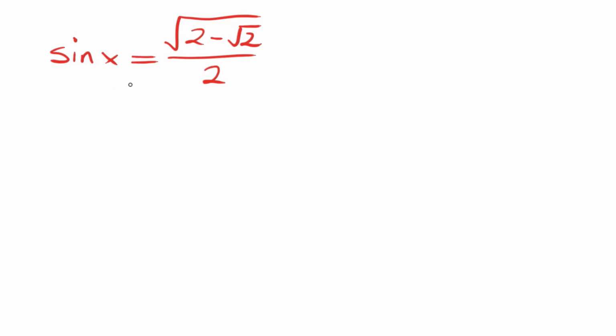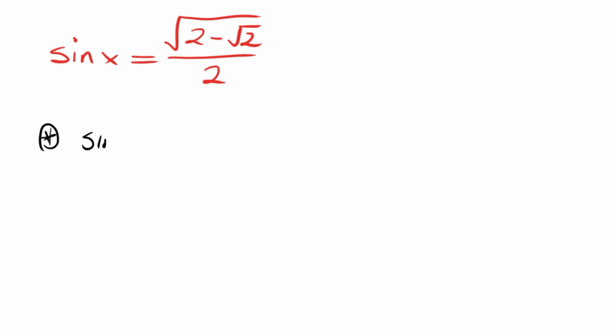We have sine x is equal to the square root of 2 minus root 2, all divided by 2. We want to find this angle x in terms of degrees that satisfies this number as its sine. Now my friends, we will try the double angle formulas. Let me remind you about that.